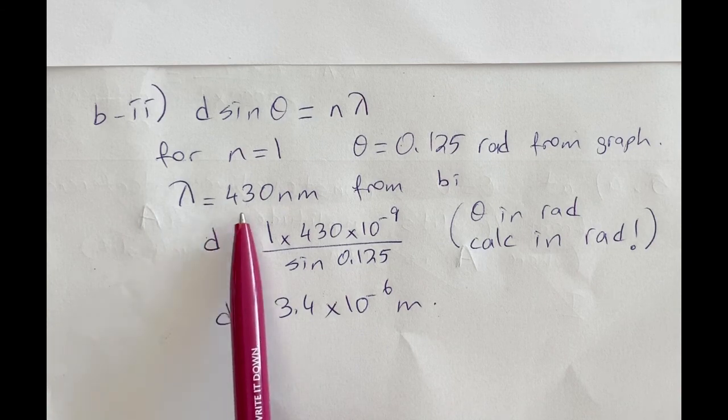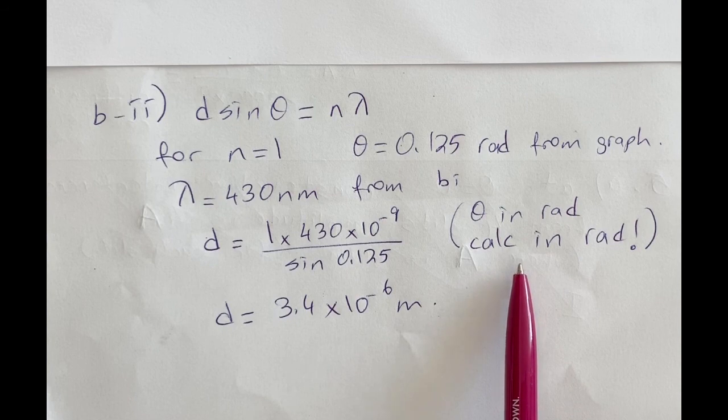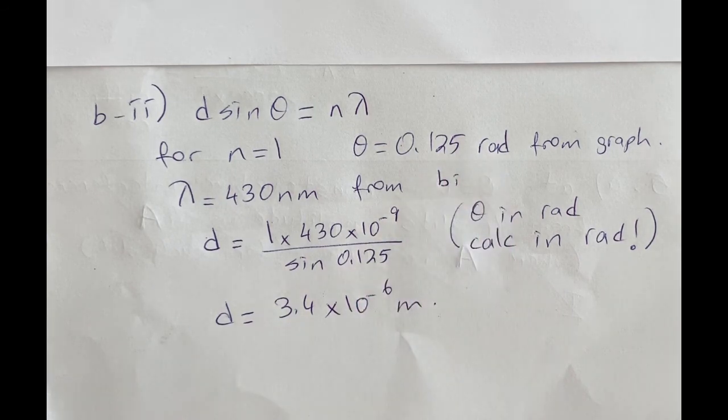Lambda we found to be 430 nanometers from the previous question. Substitution gives 3.4 times 10 to the power of -6 meters. Big warning here, you must put your calculator in radians because this angle is in radians. You might as well switch it to degrees and calculate, but it won't be worth your effort.